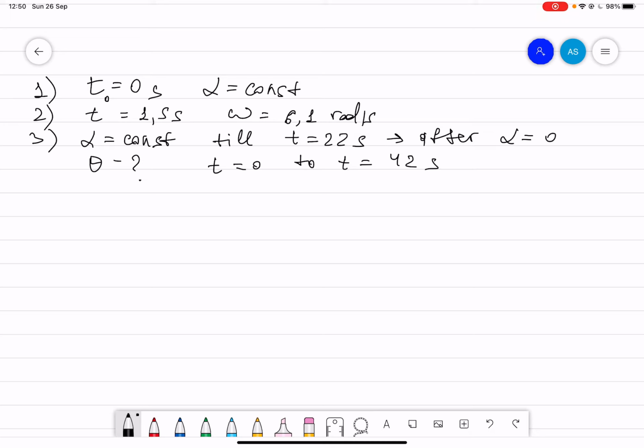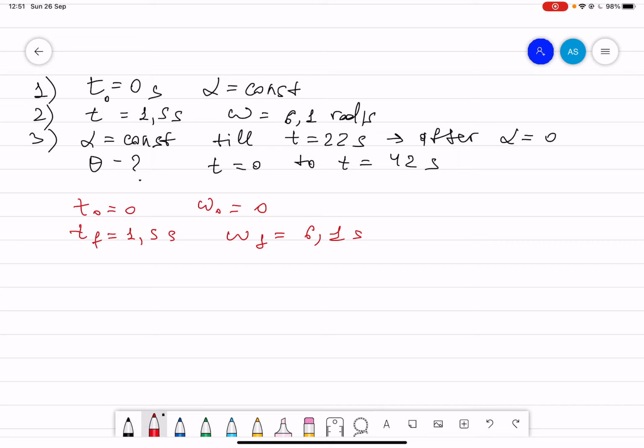Okay, as you can see here, I have divided each part to understand more clearly what's happening. Now, in the first case, we know that when the initial time is 0 seconds, omega initial will be 0 radians per second, correct? Now, at the final time equal to 1.5 seconds, the omega final becomes 6.1 radians per second.